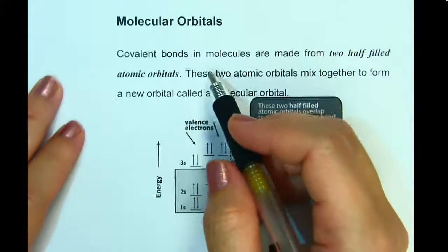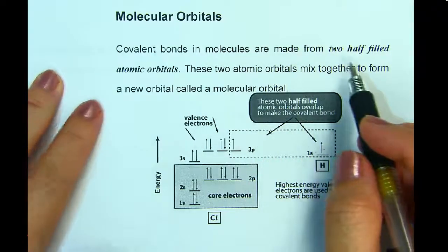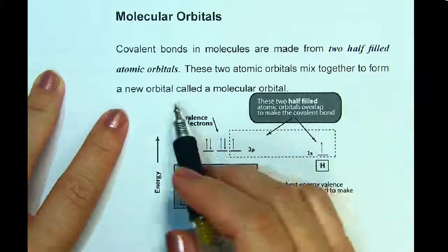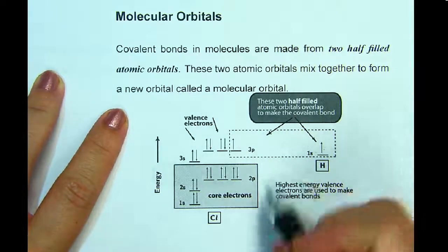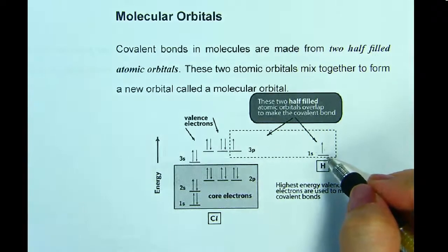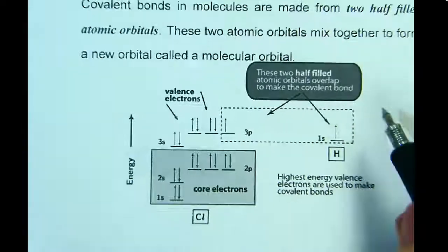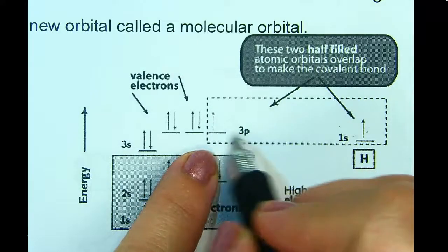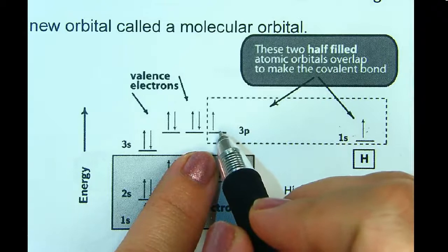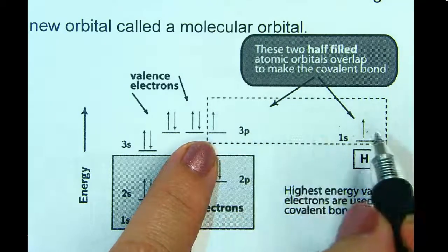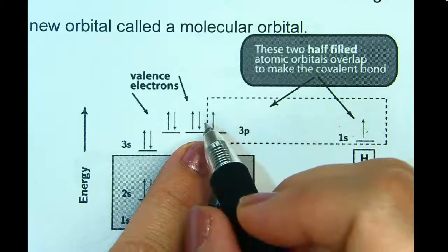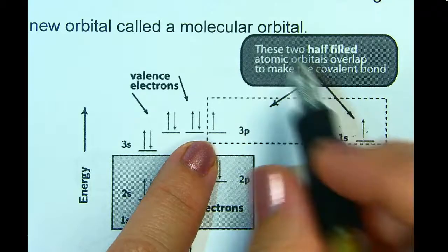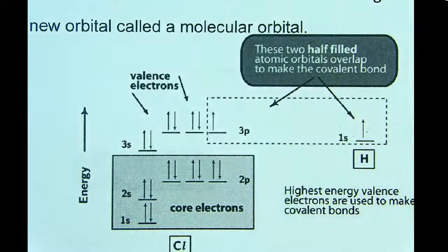Molecular orbitals, covalent bonds in molecules, are made from two half-filled atomic orbitals. These two atomic orbitals mix together to form a new orbital called a molecular orbital. So here's the 1s of the hydrogen, and then here is the single electron in the chlorine atom in its 3p orbital. And so because these are both single electrons in their orbitals, they can create a bond with one another by overlapping space and creating a molecular orbital.